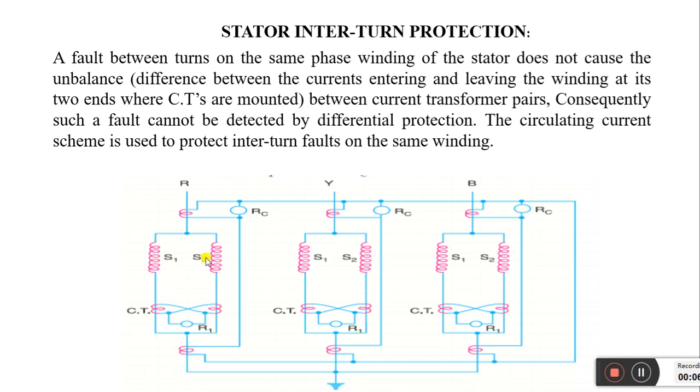Now after this, stator winding S1 and S2, we have connected the secondary of the current transformer, and these secondaries of the current transformer are cross connected to each of the windings. Across the cross winding we have connected a relay, that is R1. Similarly in the Y phase also, in a cross connected winding we have connected a relay R1, and the same way here also relay R1 is connected.